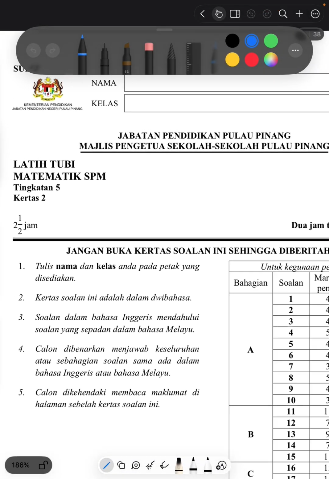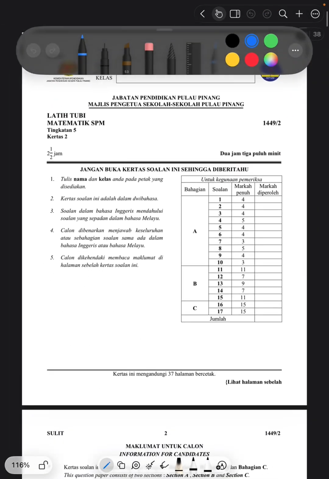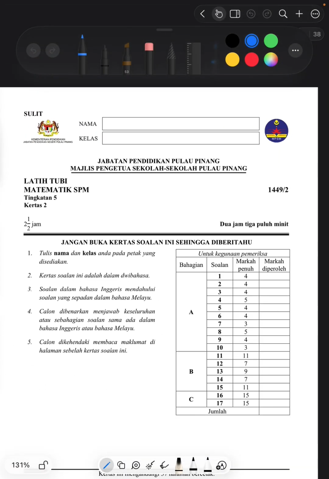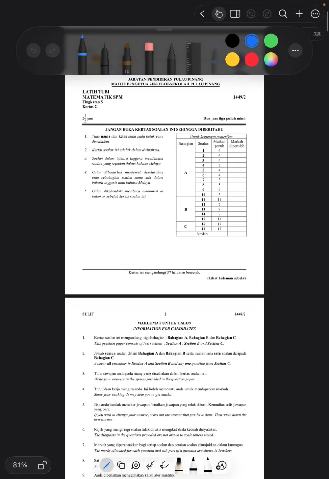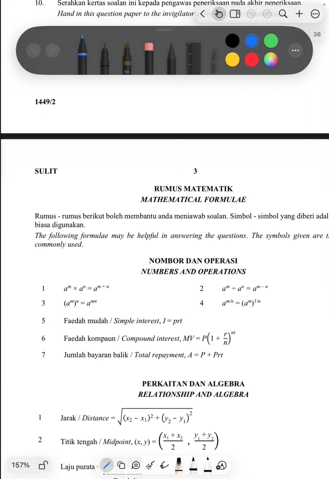Assalamualaikum and hi everyone. Today we will be doing Maths SPM Paper 2 Pulau Pinang.